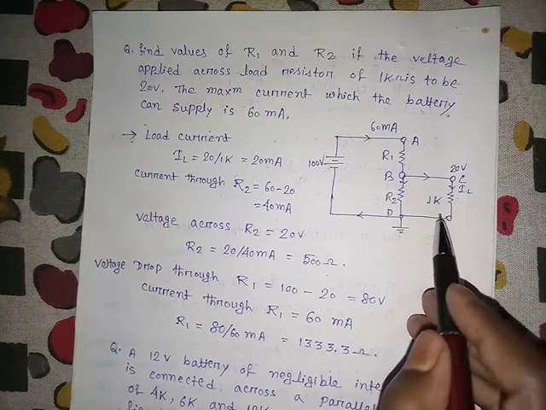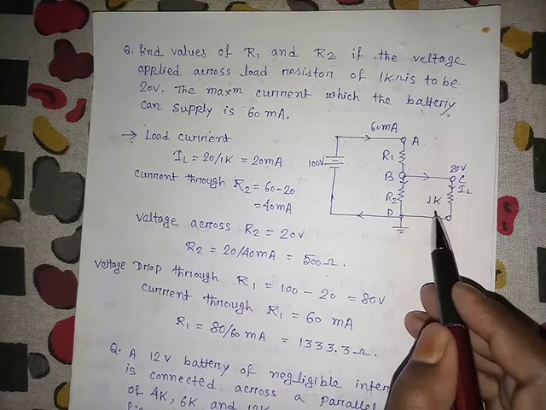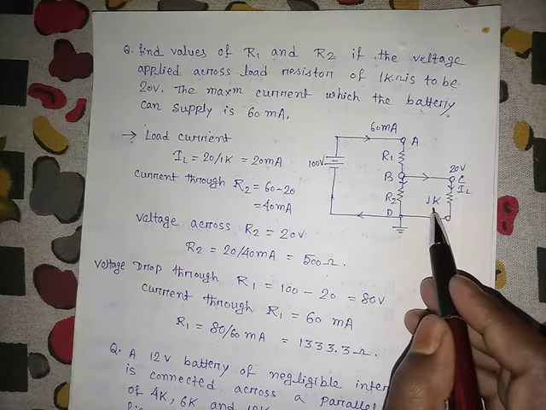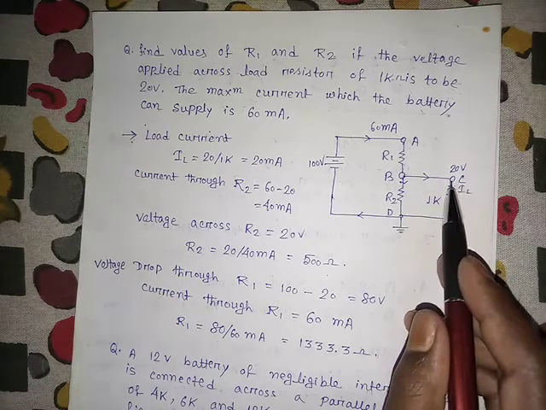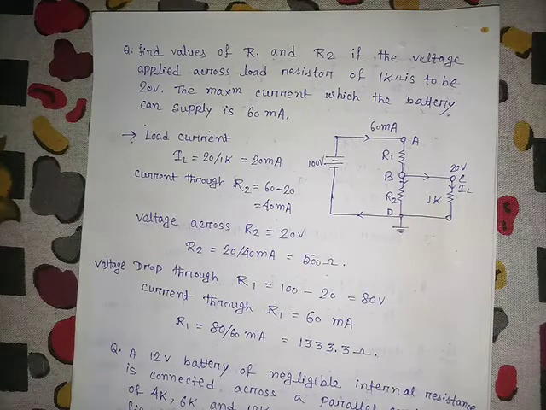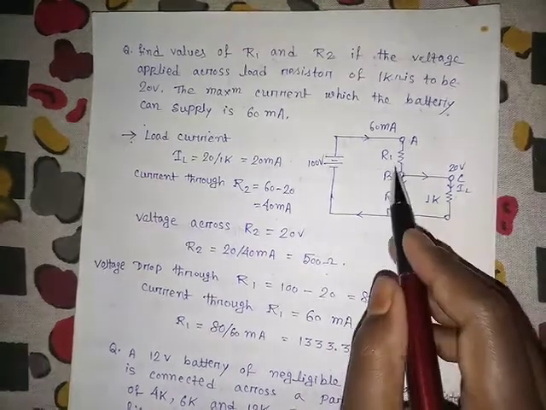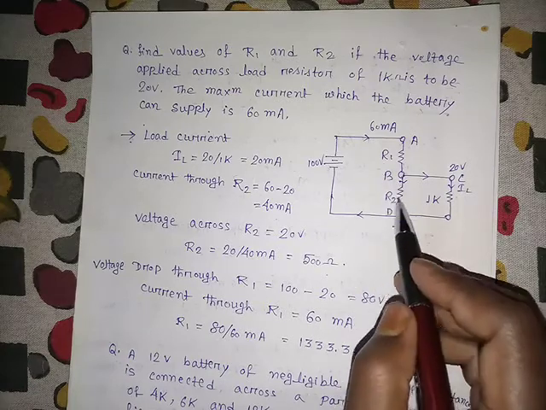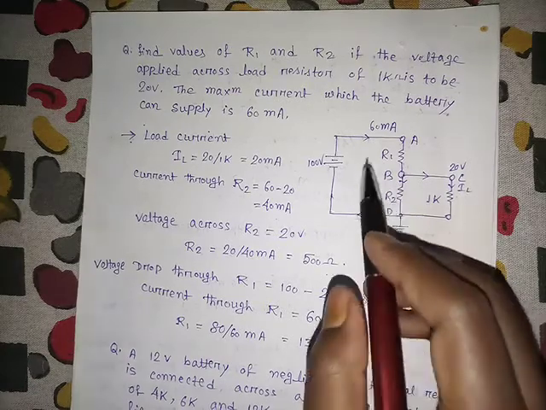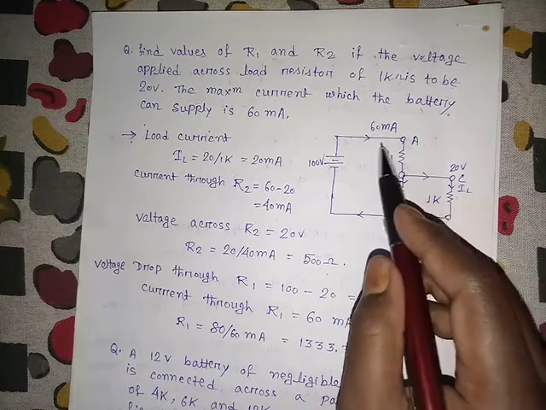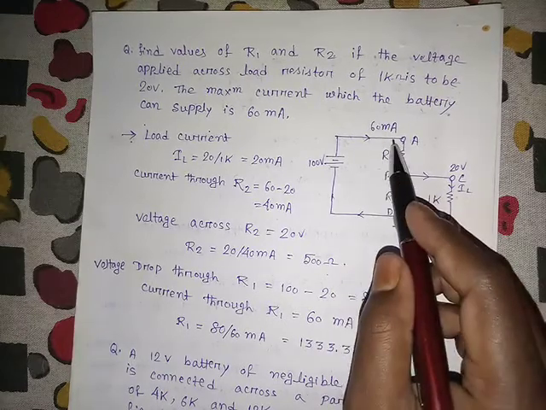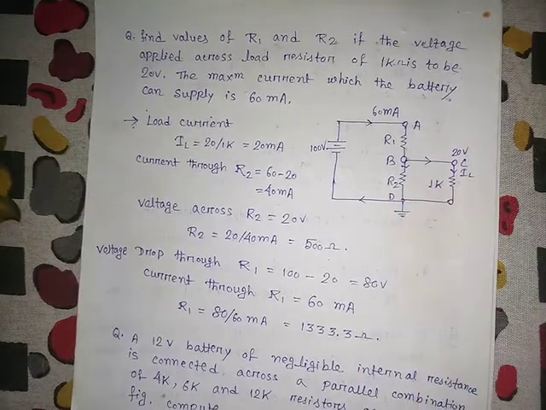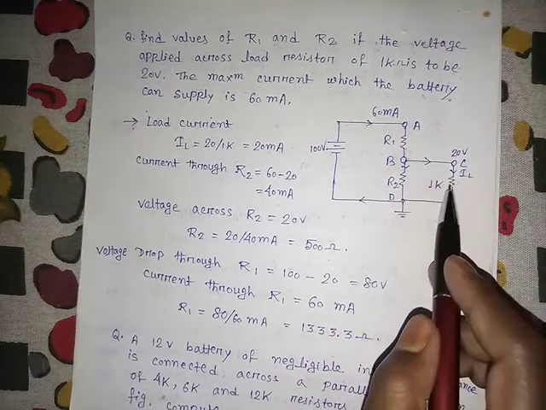So we have already made this figure. 1 kilo ohm is our load resistance and 20 volt is our load voltage, and these two resistances are connected in series. They told us to identify these two values, and the supply current of 60 milliampere is also given. Now see, load voltage and load resistance are given.